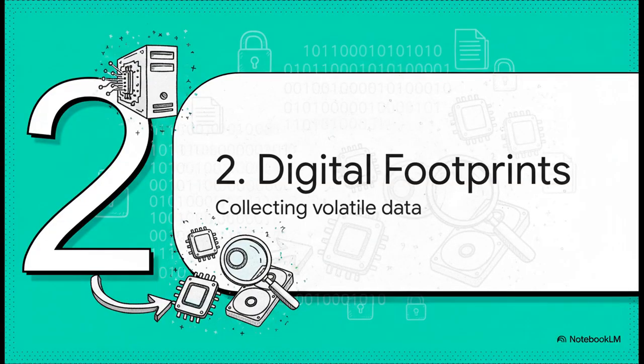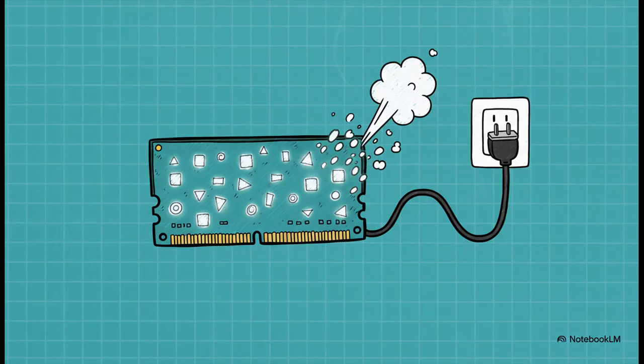This part of the investigation is a real race against the clock. It's all about grabbing what's called volatile data, information that only exists while the computer is actually turned on. And why the big rush? Because all of that live data, who's logged in, what programs are running, what network connections are active, it's all living in the computer's memory. It's RAM. The very second you power down or restart that machine, poof, all of that information is gone forever.